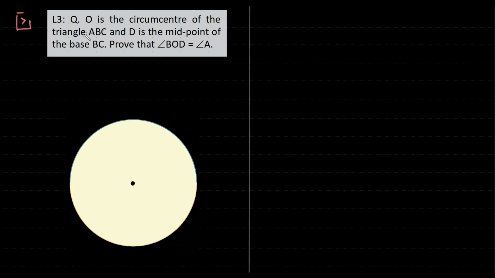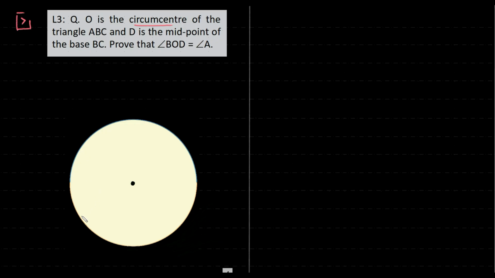O is the circumcenter of triangle ABC and D is the midpoint of the base BC. Prove that angle BOD is equal to angle A. So first thing is we need to understand the word circumcenter. O is the circumcenter of triangle ABC. What does it mean? Any idea?